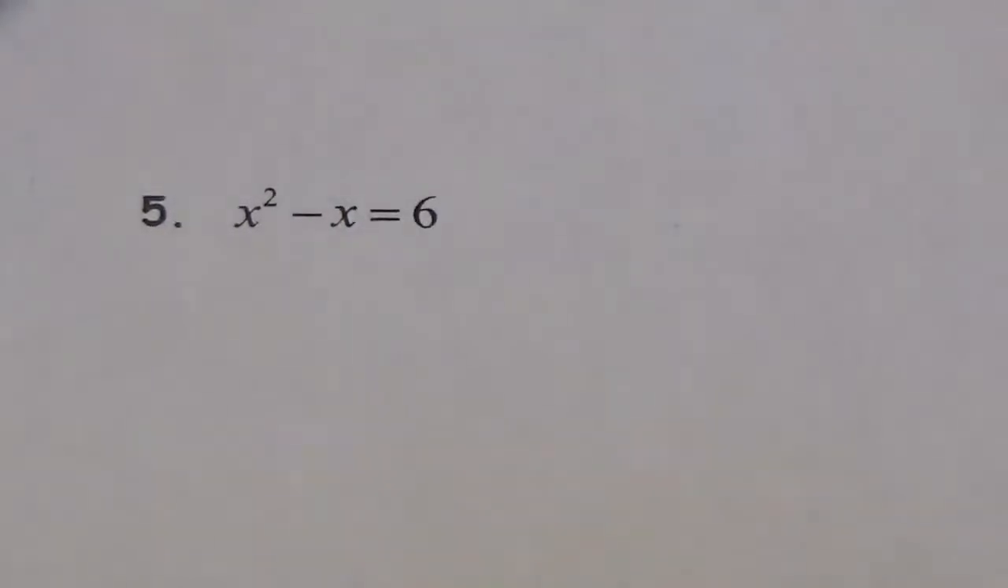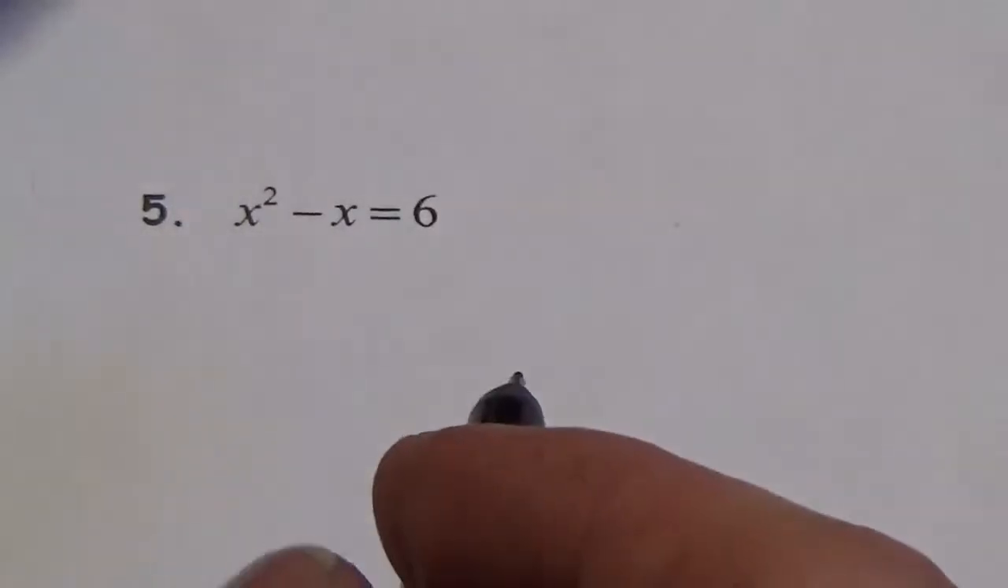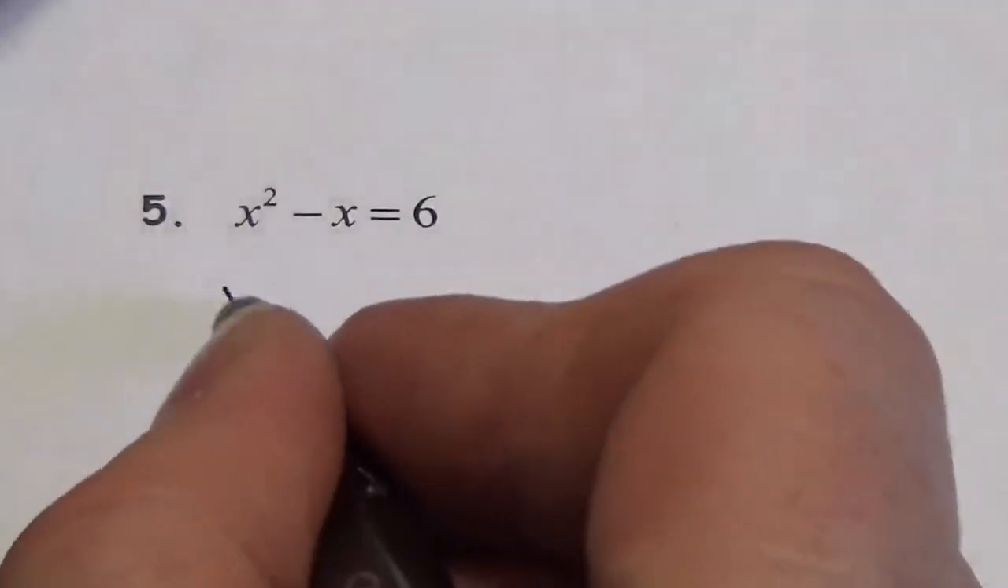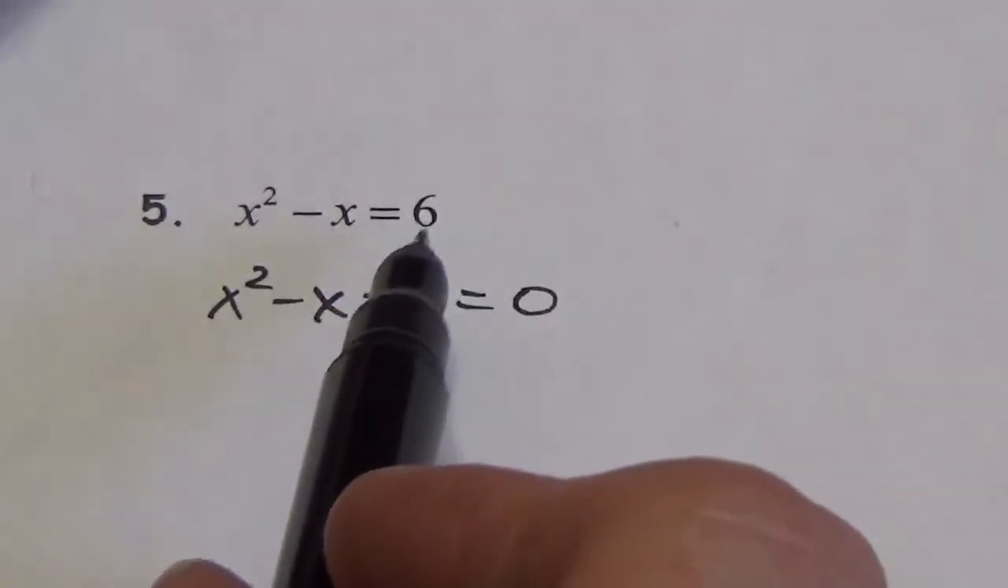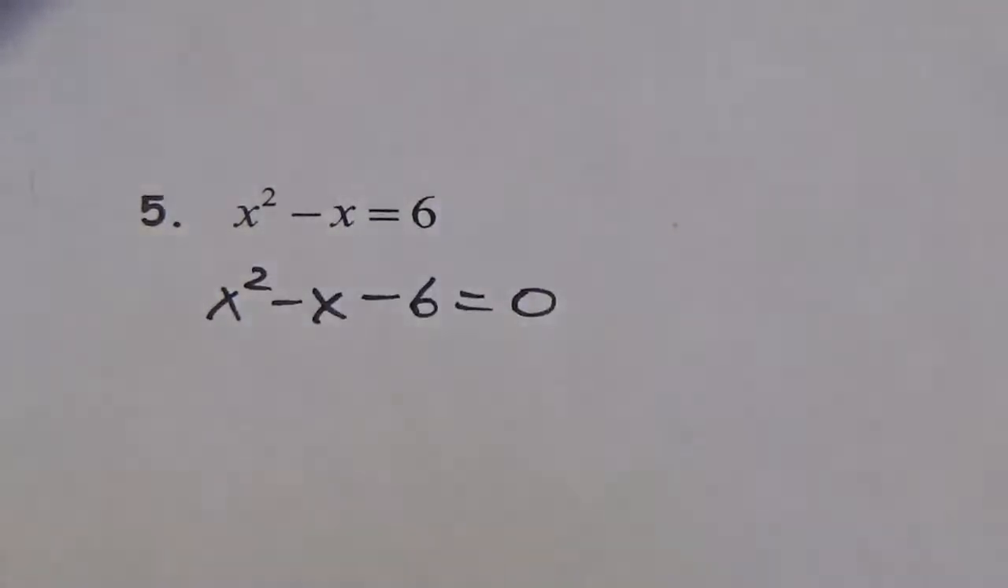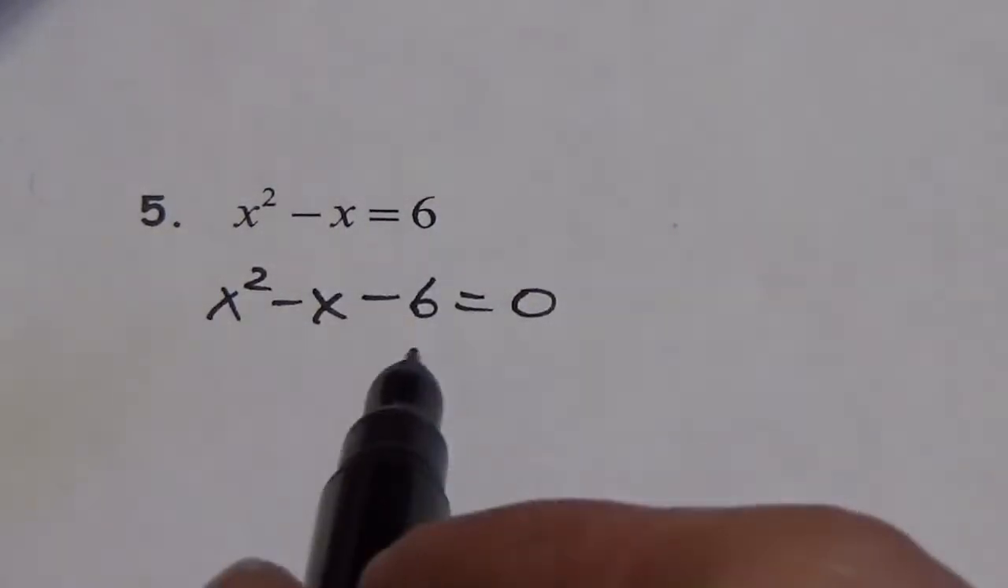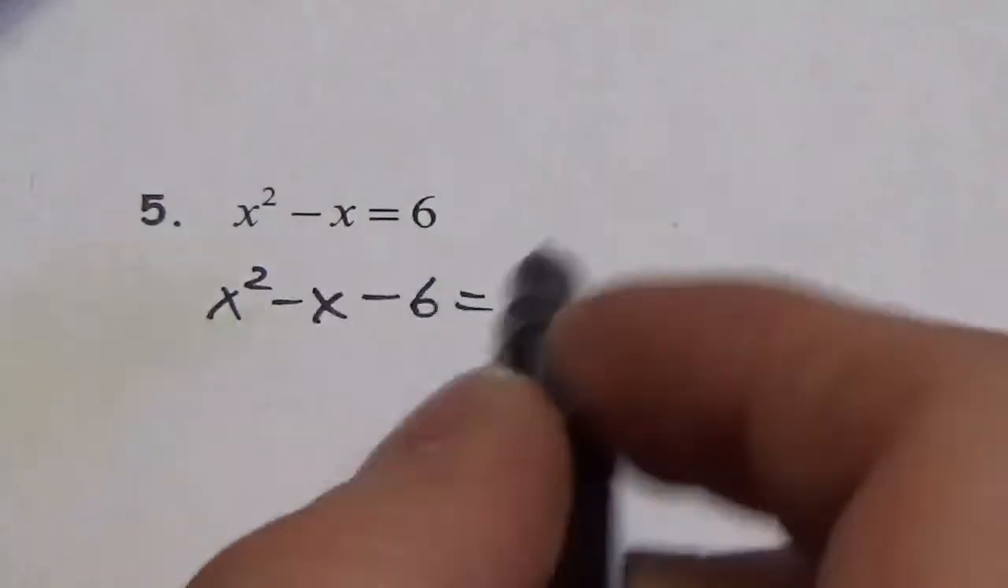Okay, now here, this is sort of what the little outline up above here was talking about. First thing I want to do here is set this equal to 0 by bringing that 6 over. And remember, when a term moves from one side of the equation or one side of the equal sign to the other, it has to switch signs. Now I'm going to factor this.